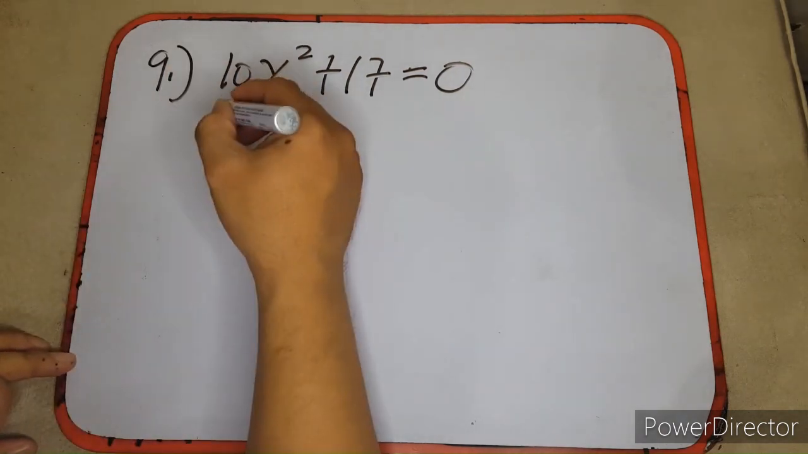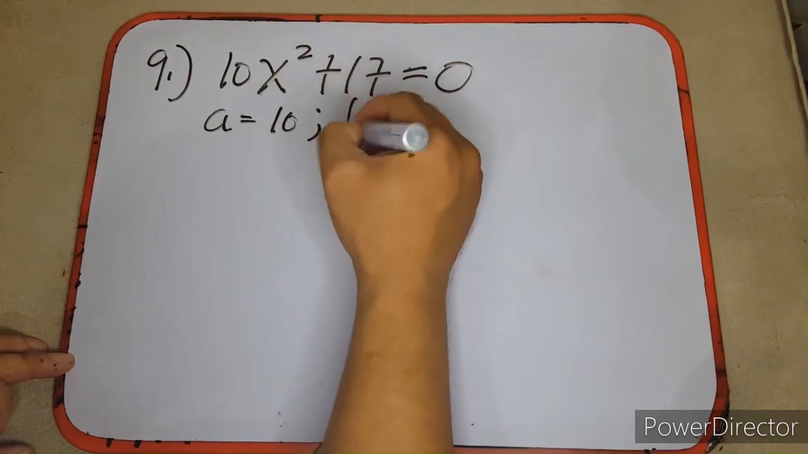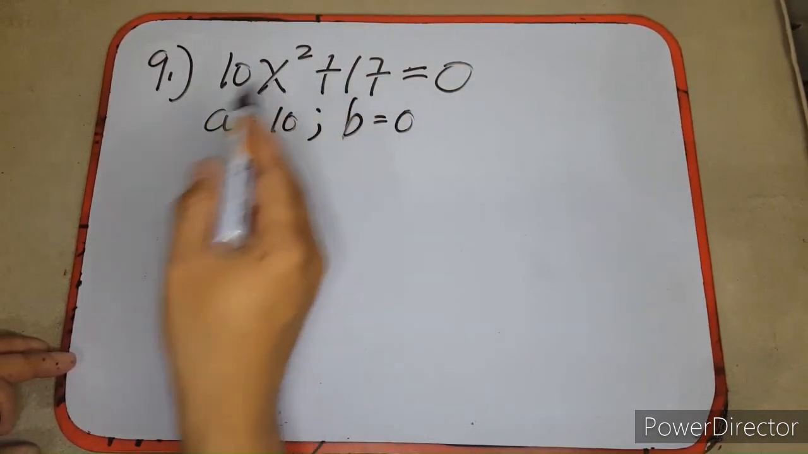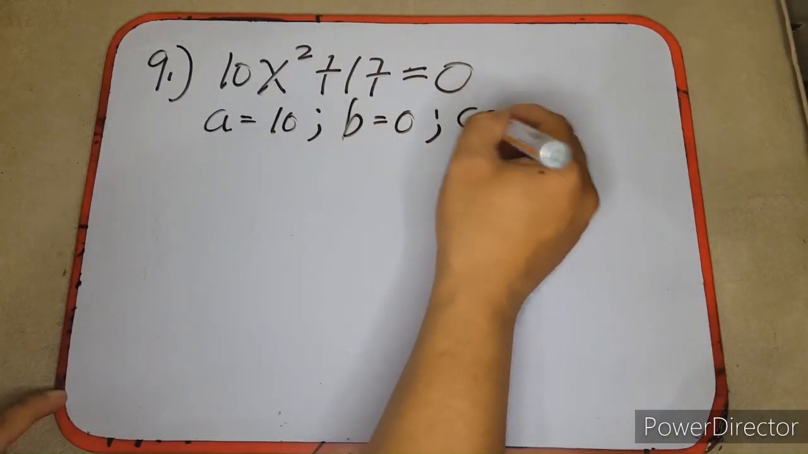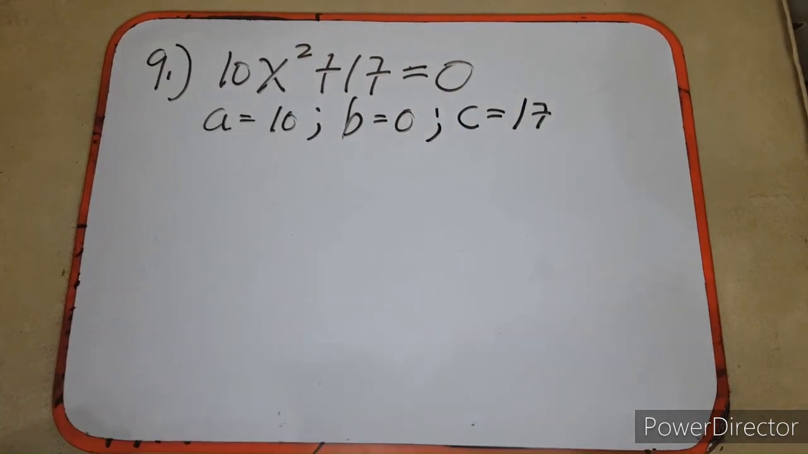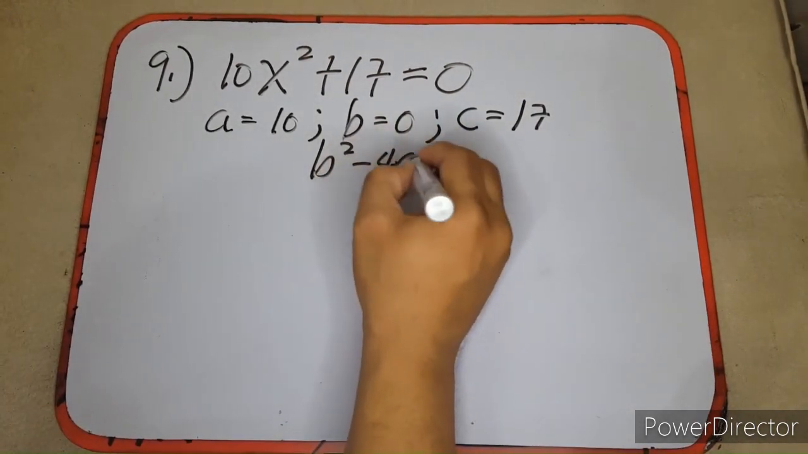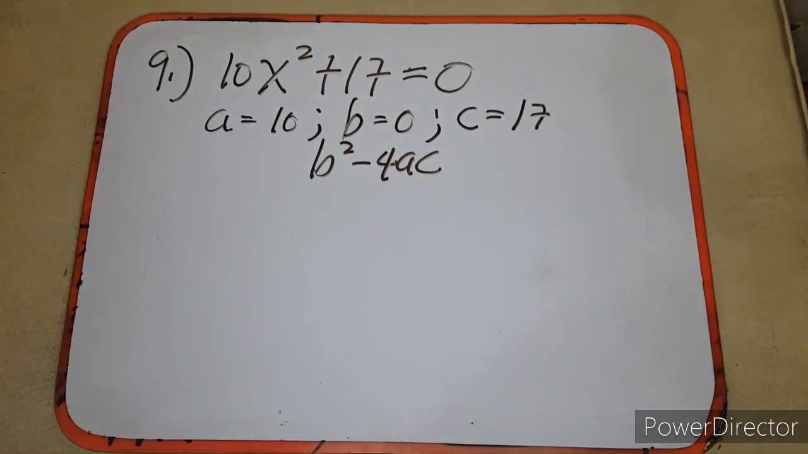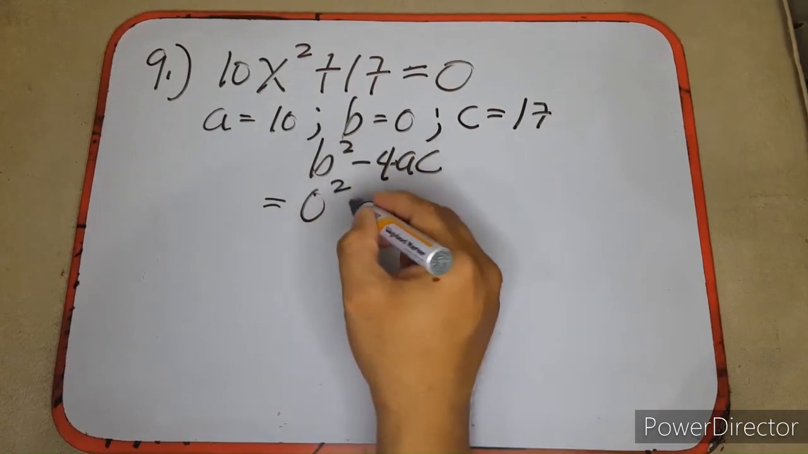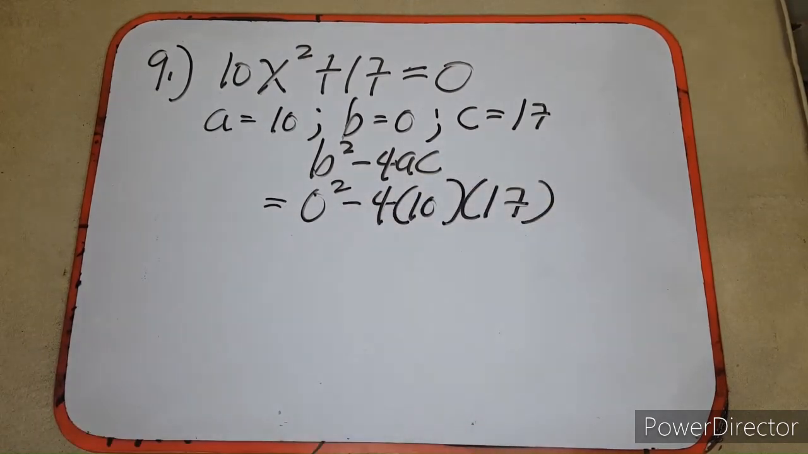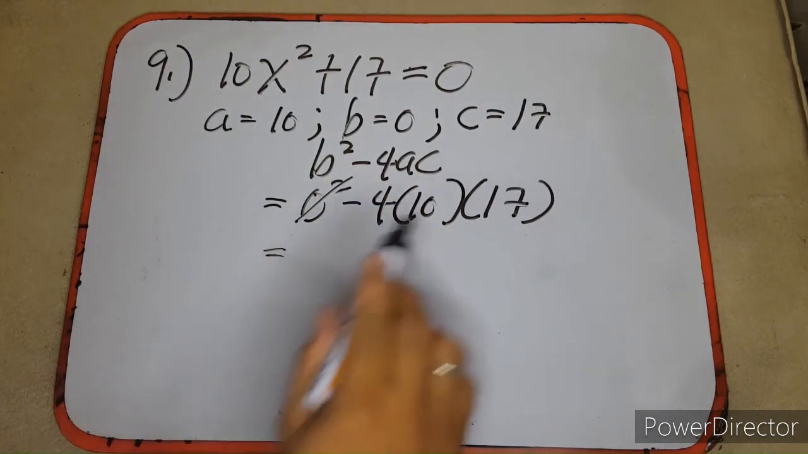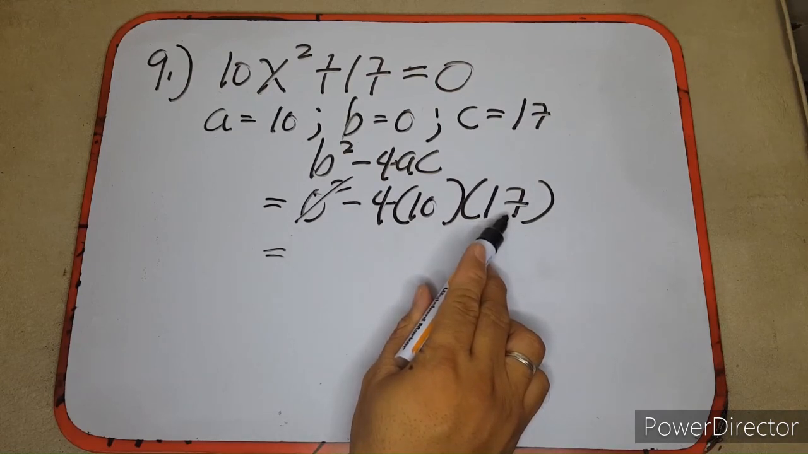So let's find first a, b, and c. So a is 10, b is 0, because the equation is a quadratic equation where b is equal to 0, and c is equal to 17. So again, using the expression b squared minus 4ac, let us substitute the values of a, b, and c to the expression, then evaluate it. Then we'll come up with 0 squared minus 4 times 10 times 17. Then this will be cancelled out because that's already 0. Then it will be equal to 10 times 17, which will come up with 170.